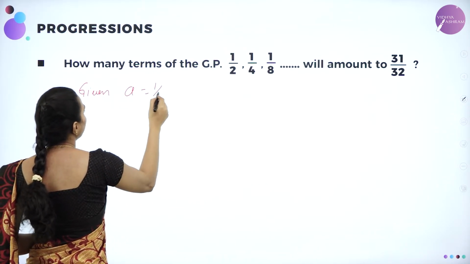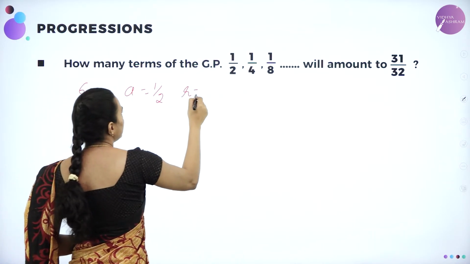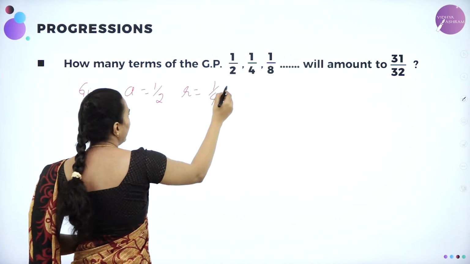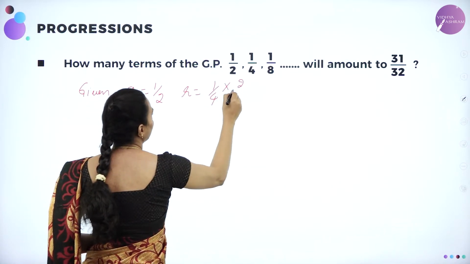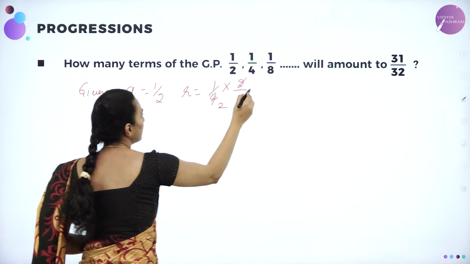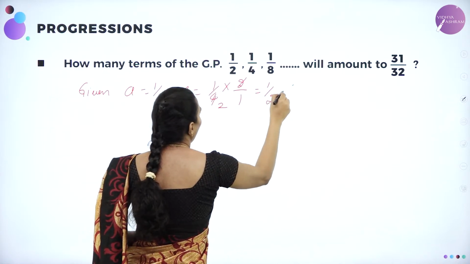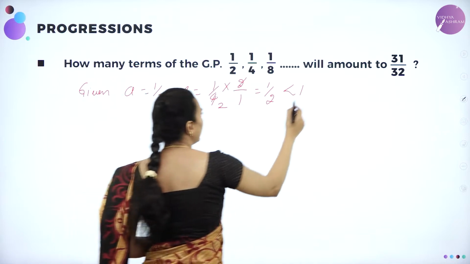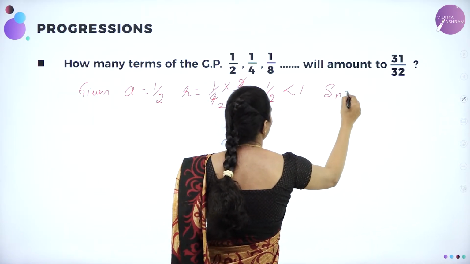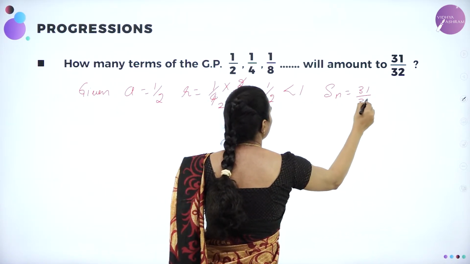Given a is equal to 1 by 2 and r is equal to 1 by 4 into 1 by 2 numerator, it will go 2 by 1. Correct. So 2 1s are 2, 2 2s are 4, which is 1 by 2 again. So r is lesser than 1. So lesser than 1 means we are going to use the different formula, and they have given it as 31 divided by 32.